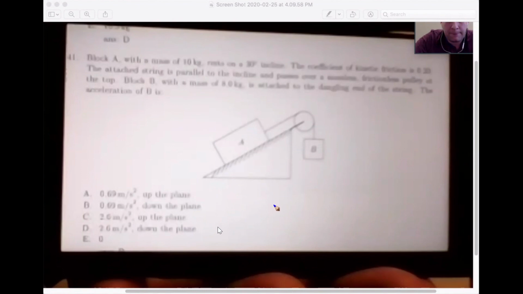Does that make sense? Okay. So anyhow, you need to compare MA sine theta and MB. You familiar with this symbol? Basically means compare.